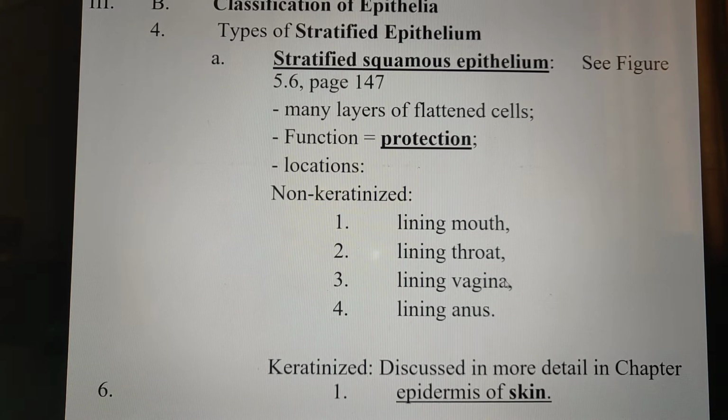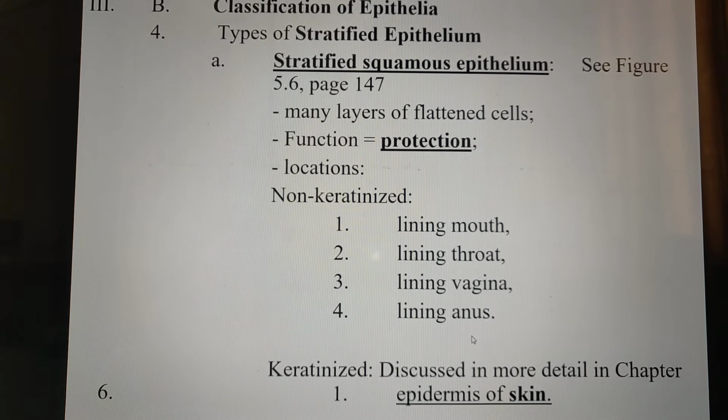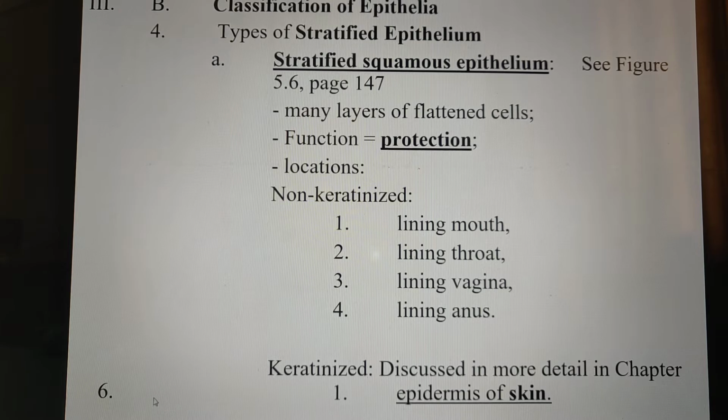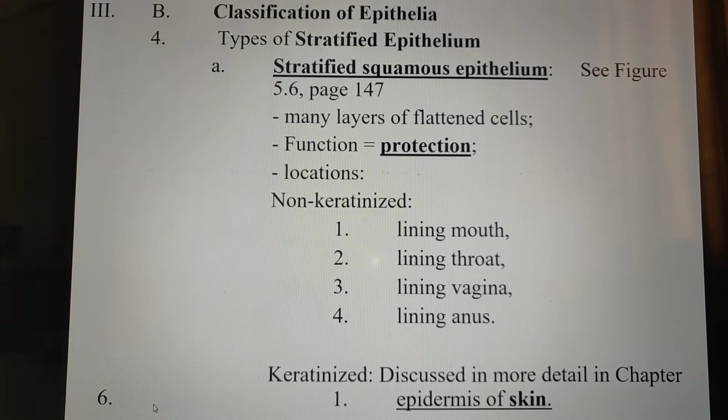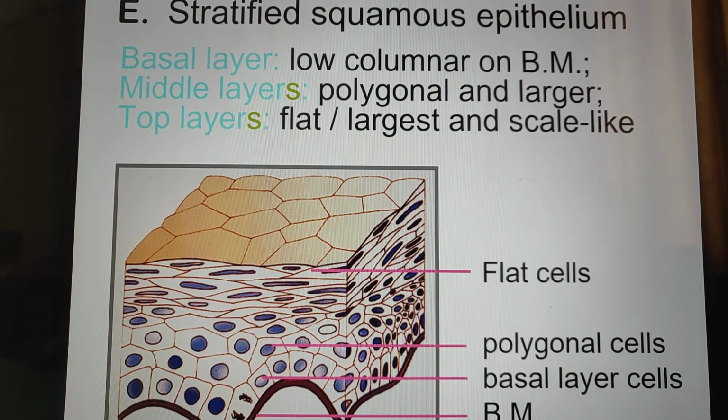There is friction during intercourse, and in the anus whenever there is passing of stool, it also leads to friction. That's why stratified squamous epithelium is present wherever there is wear and tear or wherever friction occurs. That's why it is protective in nature.